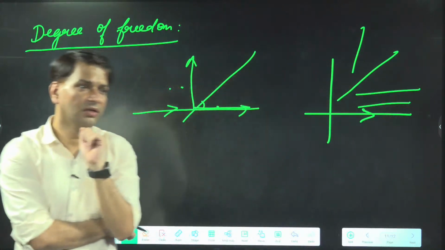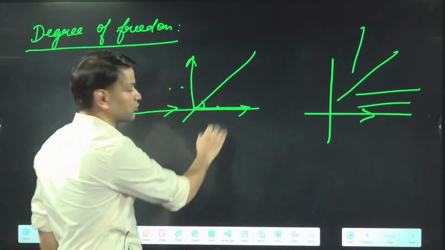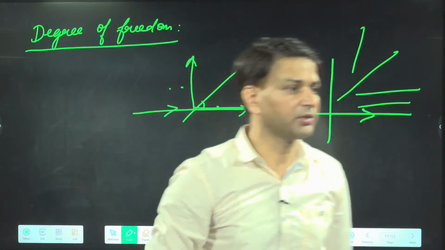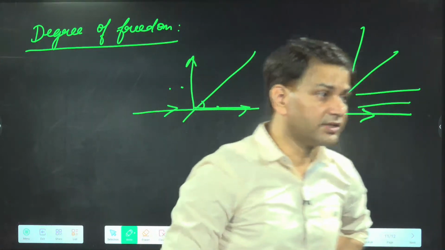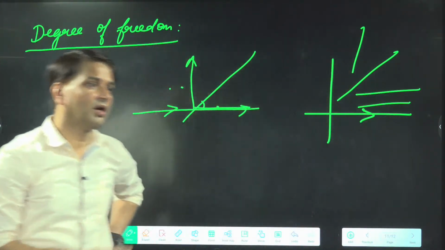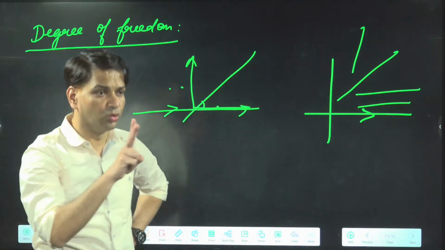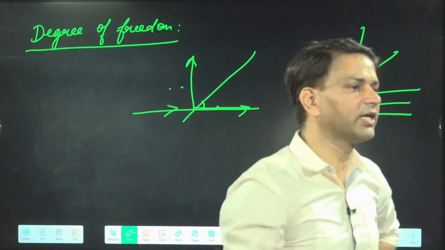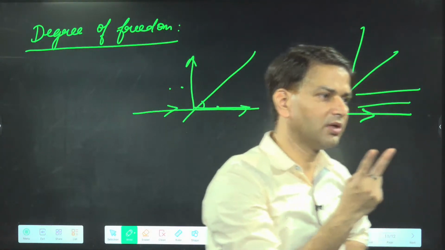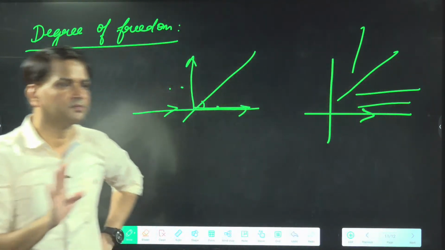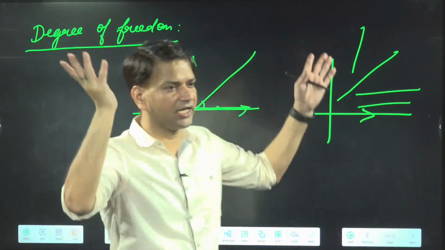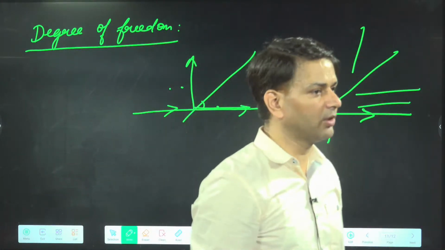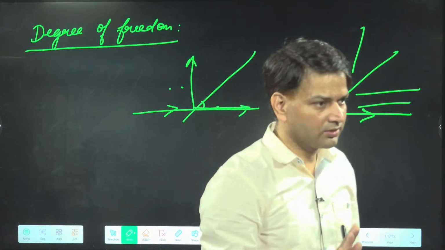Understood or not? Suppose any insect is crawling on the board. How many degrees of freedom may it have? 2. Why? It will move in a plane, not in 3 dimensions. So in a plane, how many degrees of freedom will you have? 2. Understood? If a bird is flying in space, how many degrees of freedom may it have? 3. If we are talking about linear motion, then 3. Everybody got it?